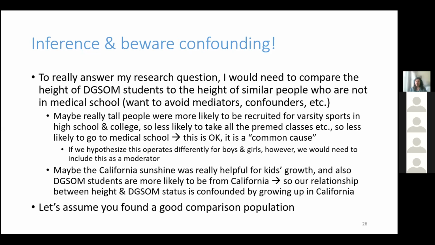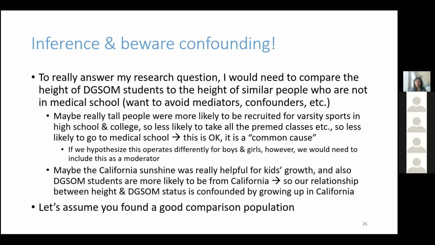I'm going to throw a confounder at you. I really struggled with coming up with a confounder here. So, okay, it's not great, but just suspend disbelief for a second, okay? So maybe the California weather and our beautiful sunshine days is great for kids' growth, kind of like plants, right? And so kids who grew up in California are just really tall because they're exposed to California sunshine, and it's amazing. And also, if being a medical student here, if they're more likely to be from California, the relationship that we see between height and being in medical school here is confounded by growing up in California.